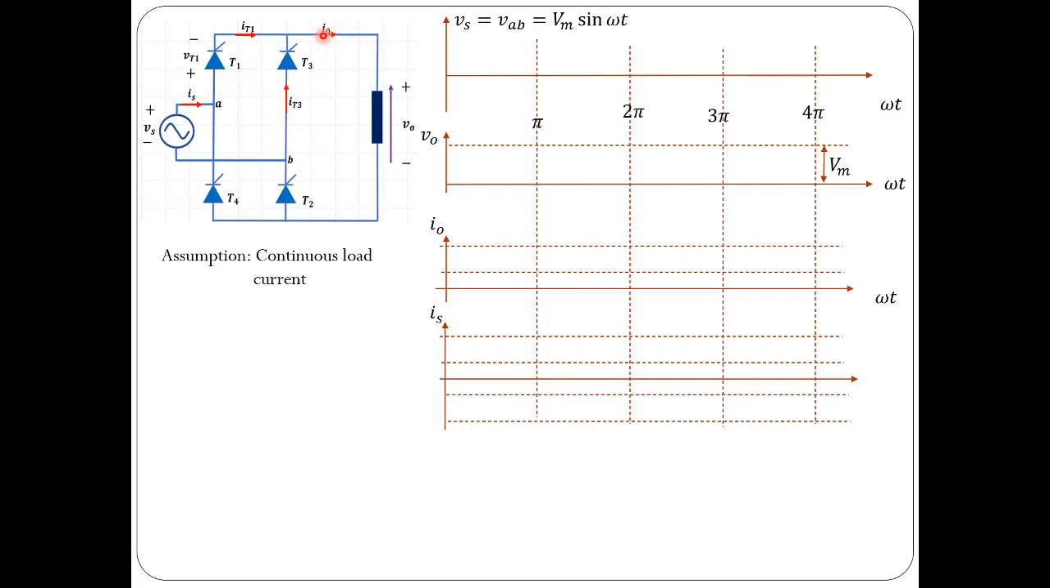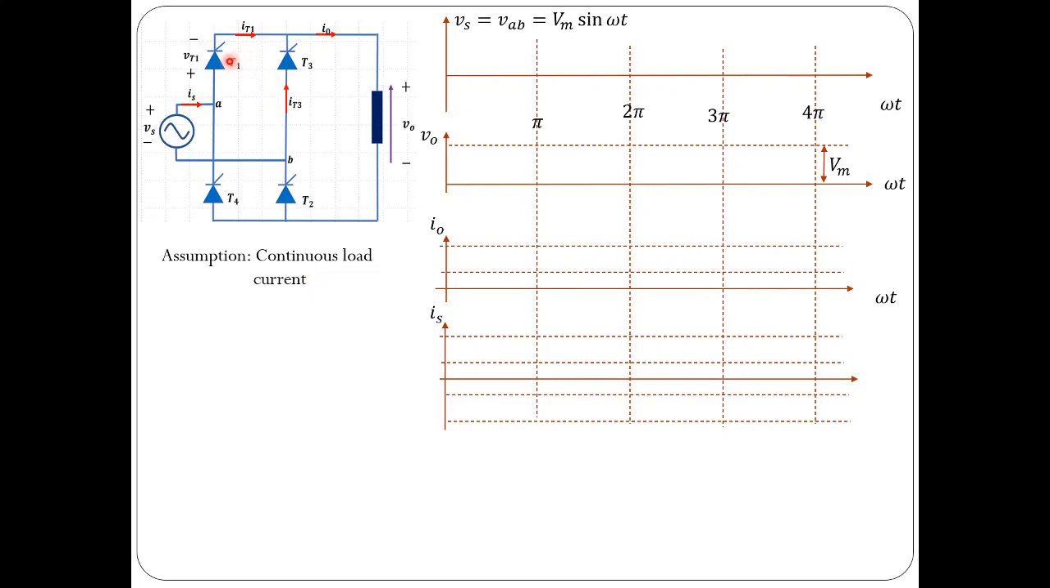Now the current through the load is taken as I0 this way and the voltage across the load is V0, with top terminal positive, bottom terminal negative. Assuming this is a passive load, current should always enter into the positive terminal of the voltage. So that is the convention. And my assumption is that the load is highly inductive in nature, so current through the load is continuous. So continuous load current is considered for this case.